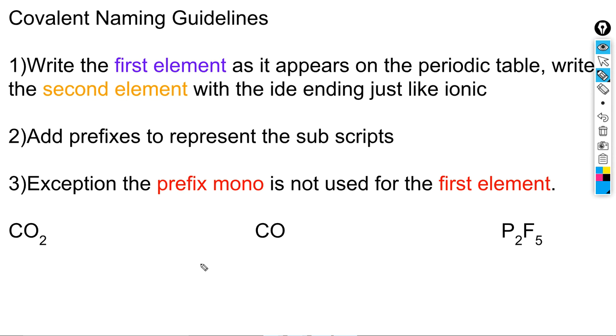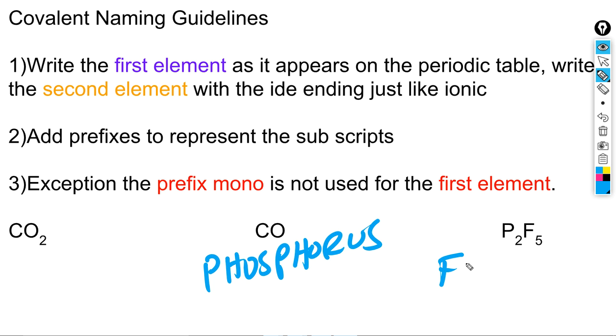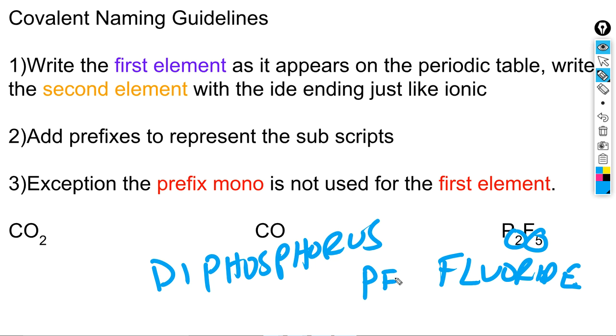P2F5. P is for phosphorus. And skip a space for our prefix, and then fluoride. Now in this case, phosphorus does have a prefix subscript that's not 1, so this is diphosphorus, and our fluorine is pentafluoride. Diphosphorus pentafluoride.